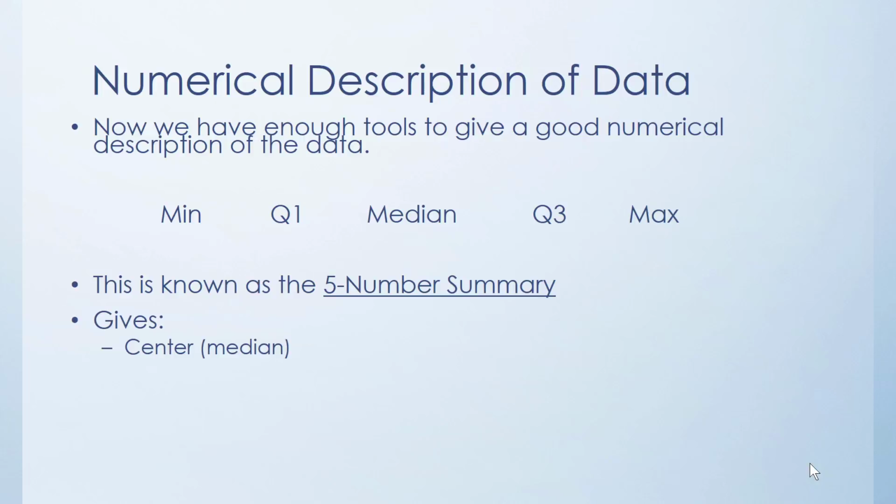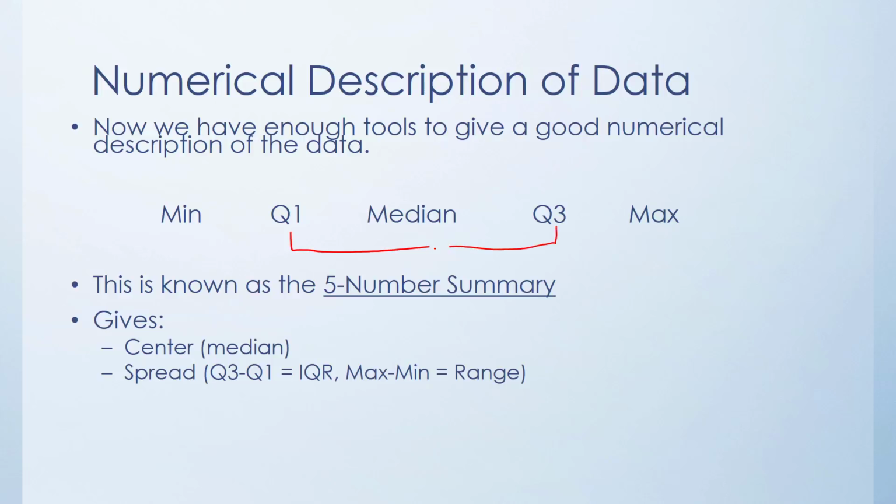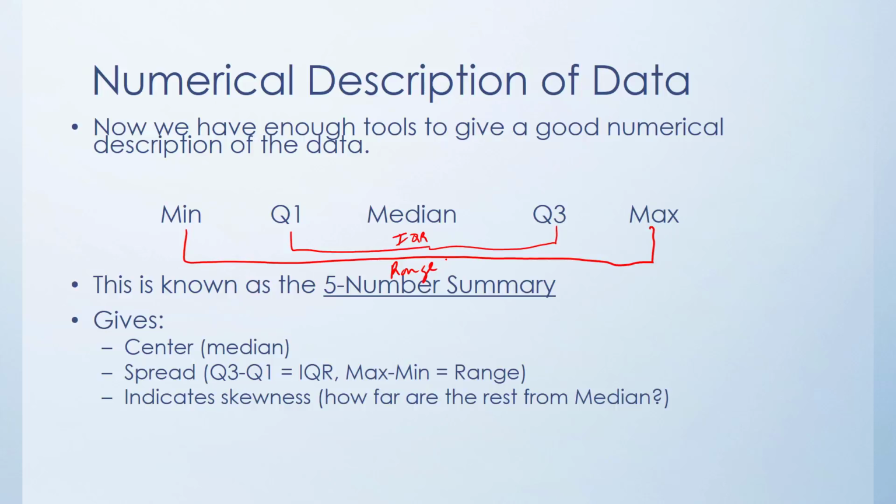So this gives you a measure of center. Of course, that's the median. Actually, two measures of spread because we know the interquartile range, right? The distance from Q1 to Q3. And it also tells you the range because we know the distance from the min to the max. And then we also can get an idea about the skewness of the distribution by looking at how far the quartiles are from the median, or the max and the min are from the median.